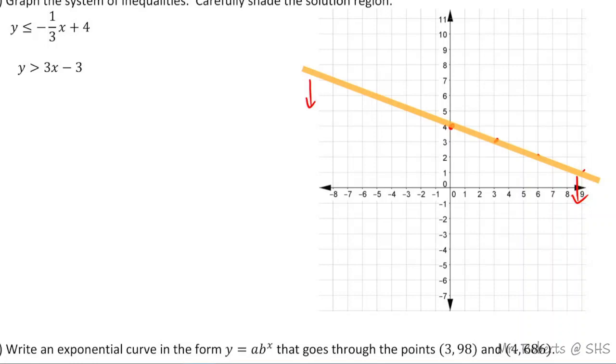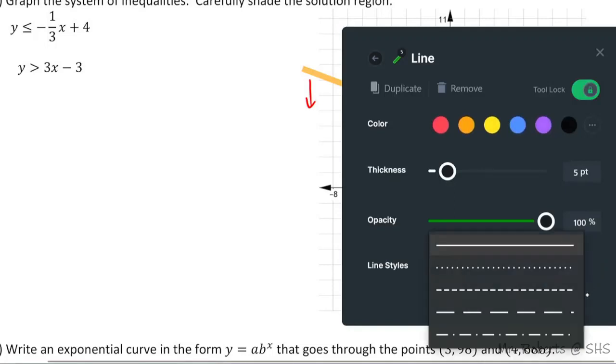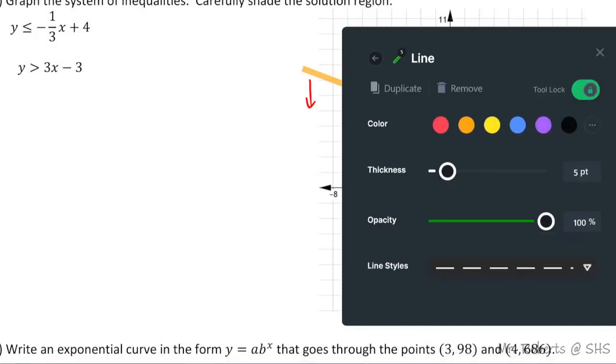Let's take a look at the other boundary. The other boundary has a y-intercept at negative 3, and it has a slope pattern of up 3 over 1. There we go. So this one, let's see, can I change this? It's not a dashed line. I'm going to change this to a dashed line.